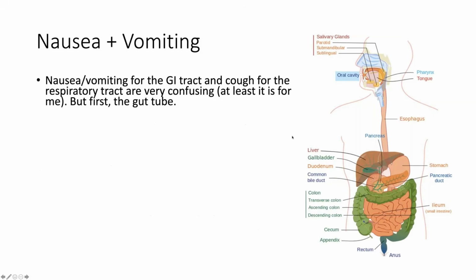All right, so let's talk about nausea and vomiting. The punchline is that nausea and vomiting for the GI tract and cough for the respiratory tract are both confusing, but at least there is an intuitive, systematic way of thinking about it.